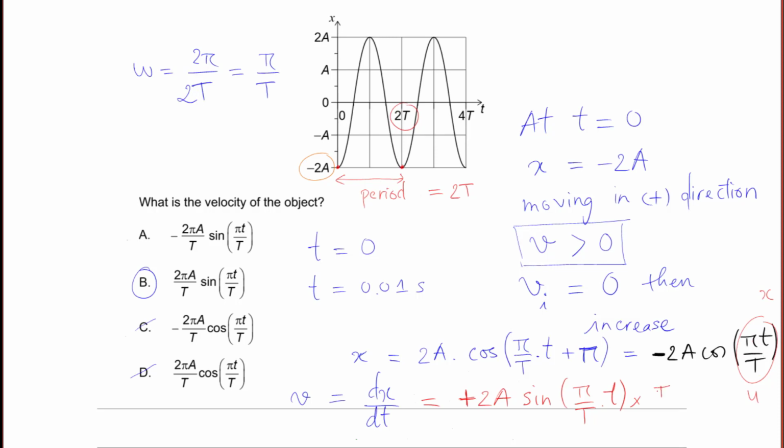Pi over t is the constant left after taking the derivative, so we can move the constant pi over t to the front. So that is 2a pi over t sine pi over t times t. That is exactly the equation for the answer B. Now let's move on to another question.